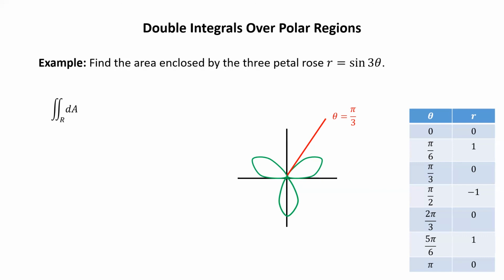But in this case, we could do something simpler. Because this picture is symmetrical, we can just take the area of one petal of the rose and then multiply it by 3 to get the full area. That's an easier way to do it, so we'll do it that way.